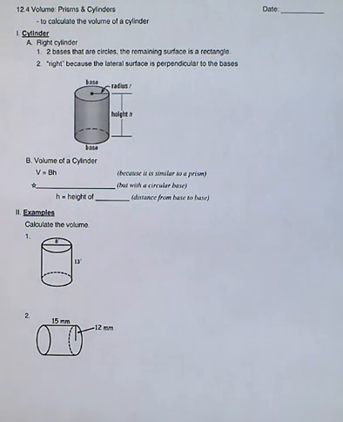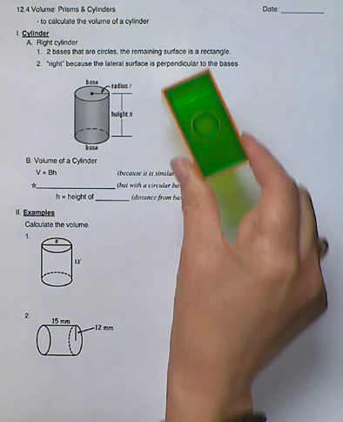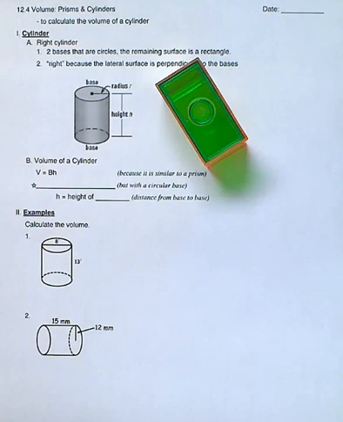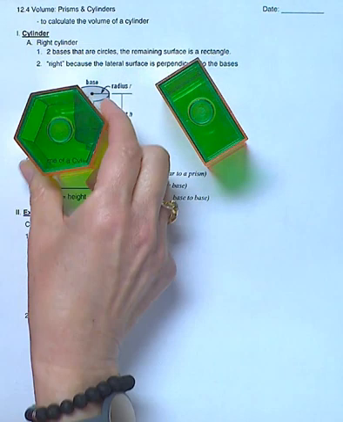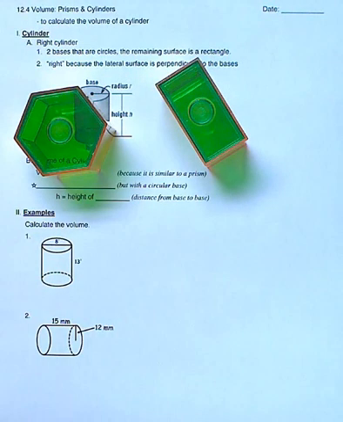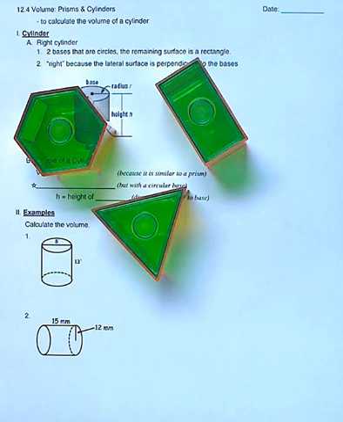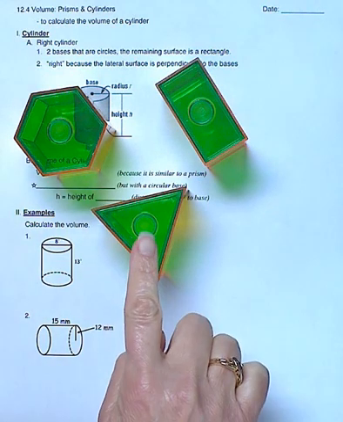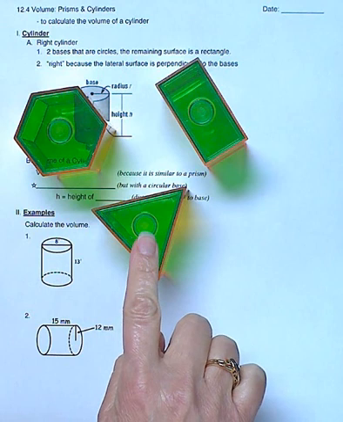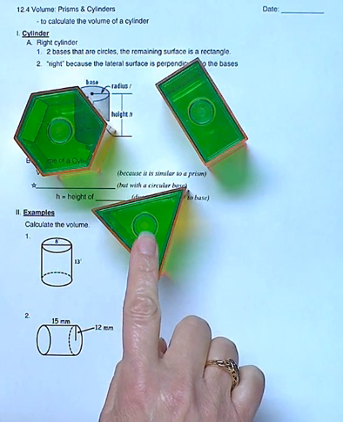Today we are going to talk about the volume of a cylinder. Now we know from past experience that we have prisms, and here's a variety of prisms. And a prism has identical bases of the same polygon, and they run parallel.